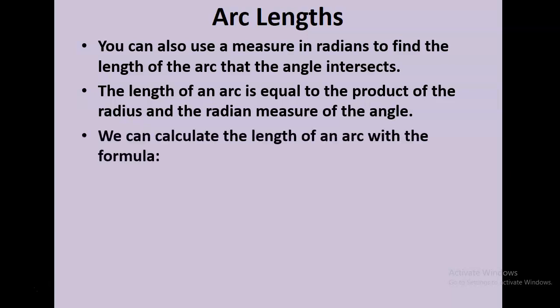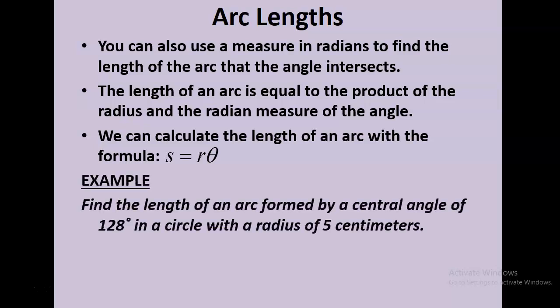So we formulate that as s, which is the symbol for arc length, equals r, our radius, multiplied by theta, our measurement of the angle in radians. So for example, we want to find the length of an arc formed by a central angle of 128 degrees in a circle with a radius of 5 centimeters.